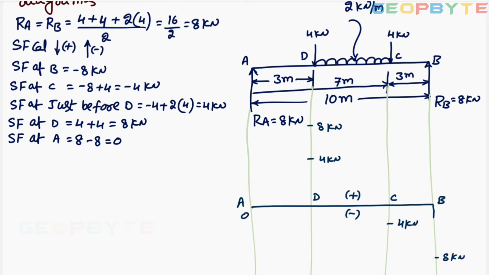Start from B, go for the value, come to the next line, go for the value. Between C and D, the effect is UDL. Under UDL, it should be a straight line variation like this. Then go for the load, come to the next line, come to the value like this. This is the shear force diagram.